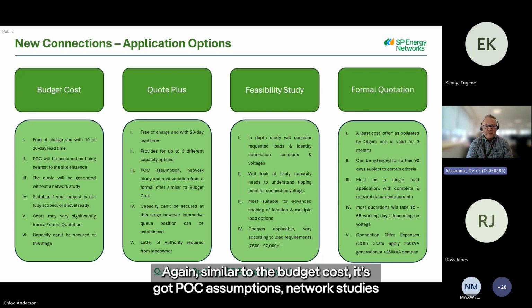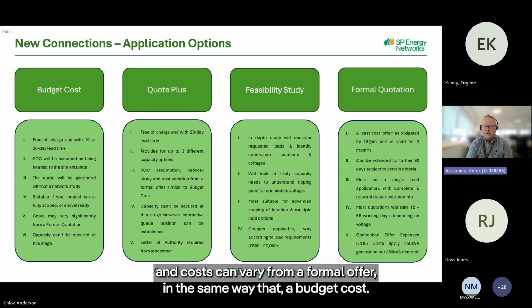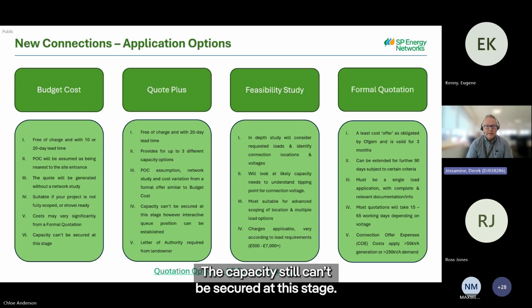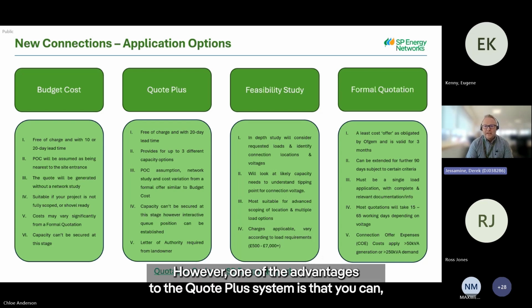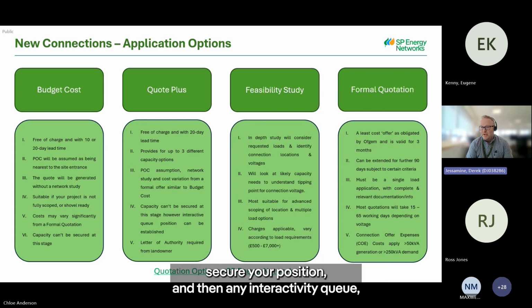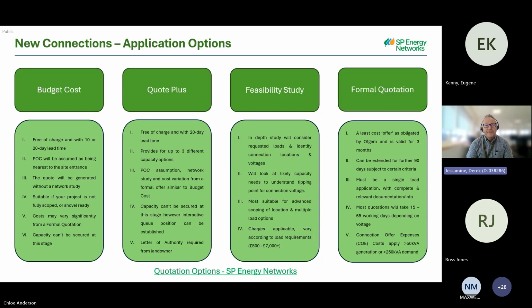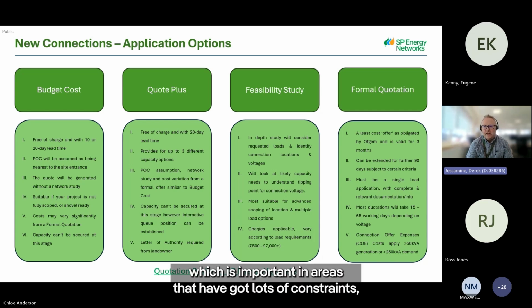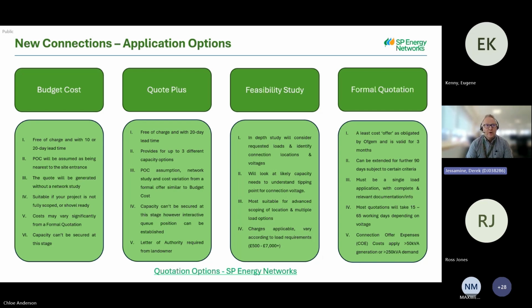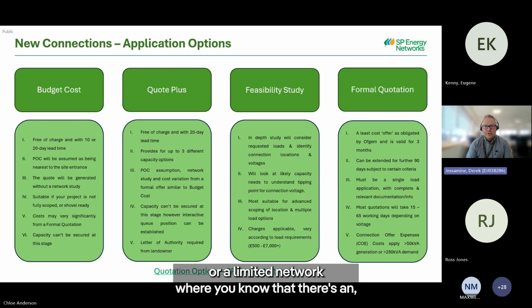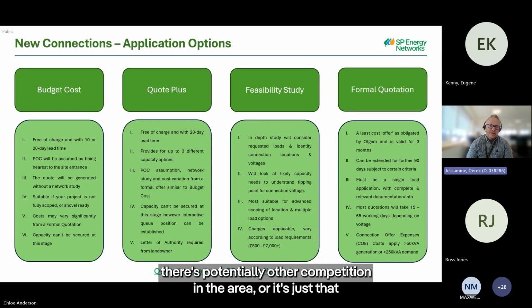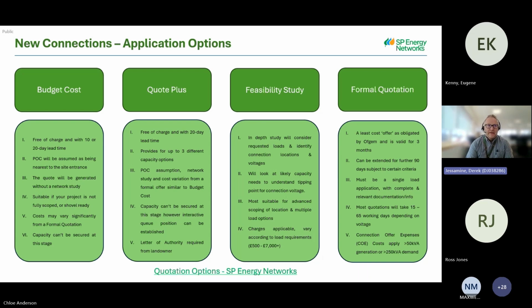Again, similar to the budget cost, it's got POC assumptions, network studies, and costs can vary from a formal offer in the same way that a budget cost. The capacity still can't be secured at this stage. However, one of the advantages to the Quote Plus system is that you can secure your position under any interactivity queue, which is important in areas that have got lots of constraints, or a limited network where you know that there's potentially other competition in the area, or it's just that there's general restrictions in the area.